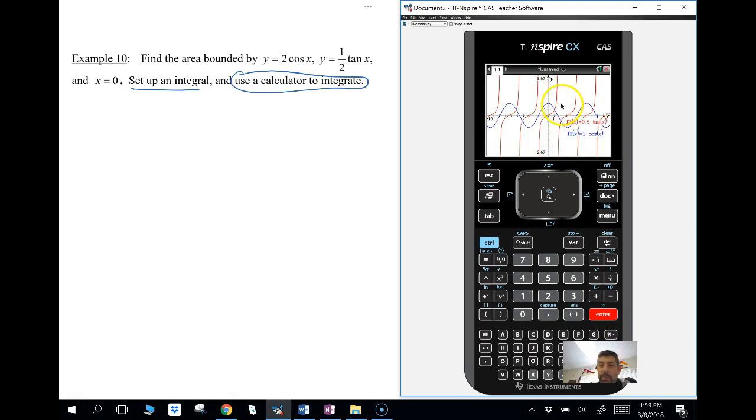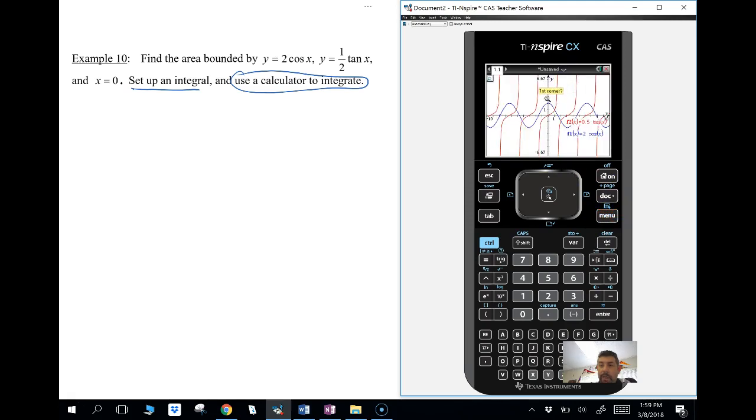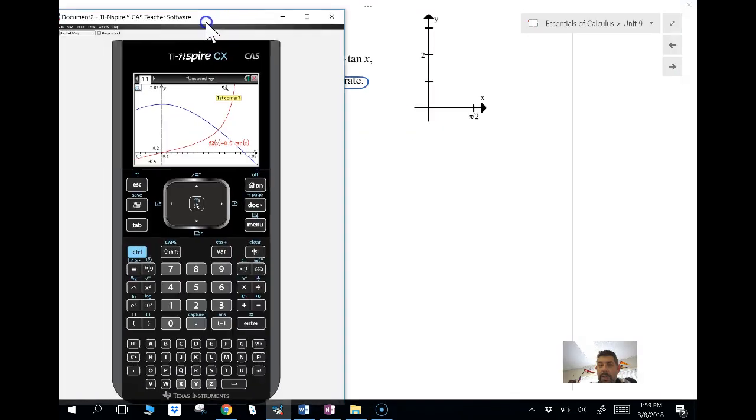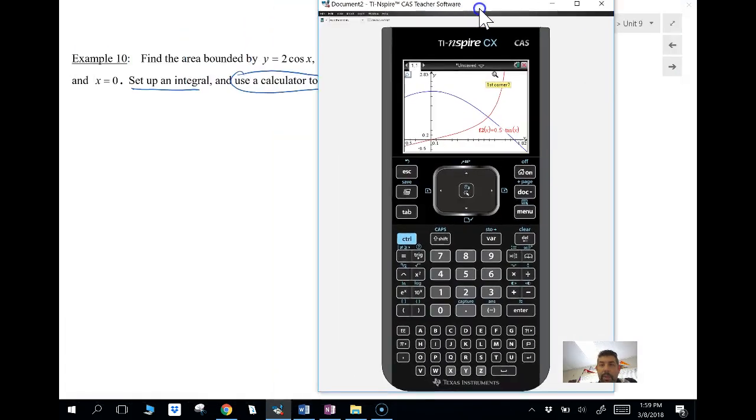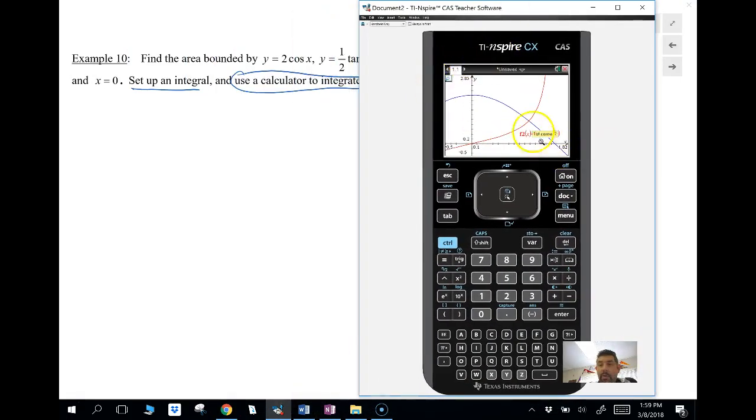And we're looking at just this little section right here. So I'm going to go and zoom in. I'm going to go and zoom box this guy. I love zoom box. I only want to look at this part right there. All right, so this is the picture that we have. Okay, so what we're going to need to find is this area right here. We're going to find this area right in here.